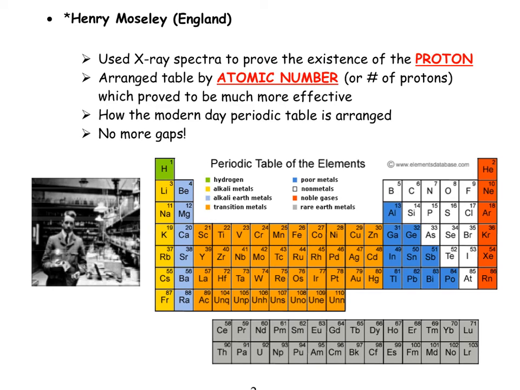today. He took the number of protons and he said, instead of arranging them according to mass, let's arrange them according to number of protons. We got a much more effective table without any gaps. So Henry Moseley just expanded on Dmitri Mendeleev's initial periodic table.